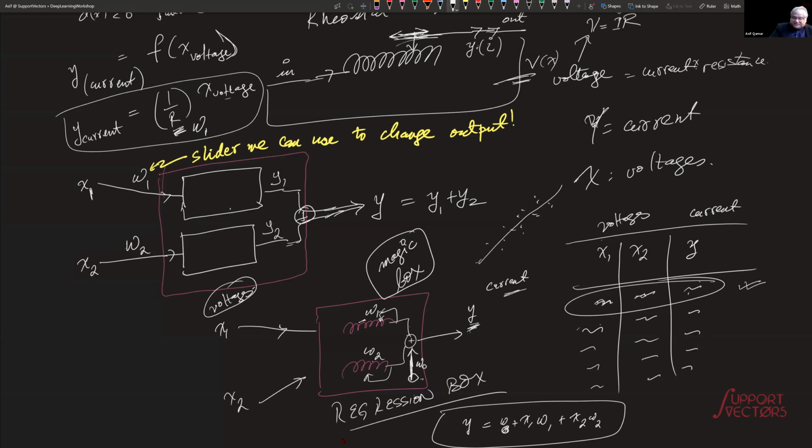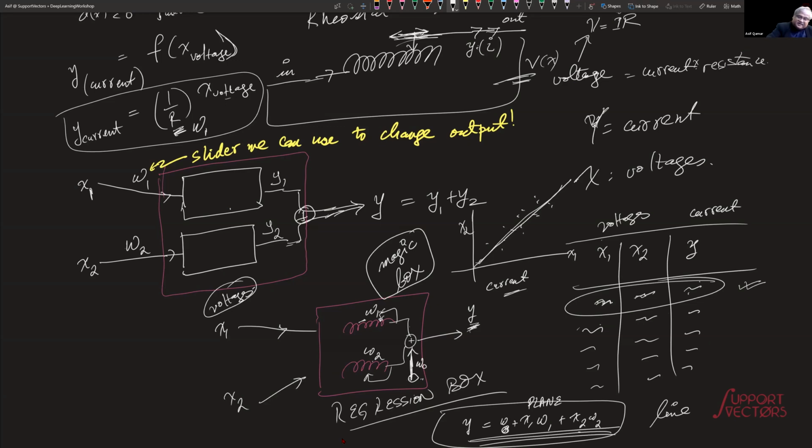A regression box produces a line. The relationship is a line. So if you have x1 and x2, then this equation will represent a plane, or rather a hyperplane. If it was only one x1, then it would be a line.